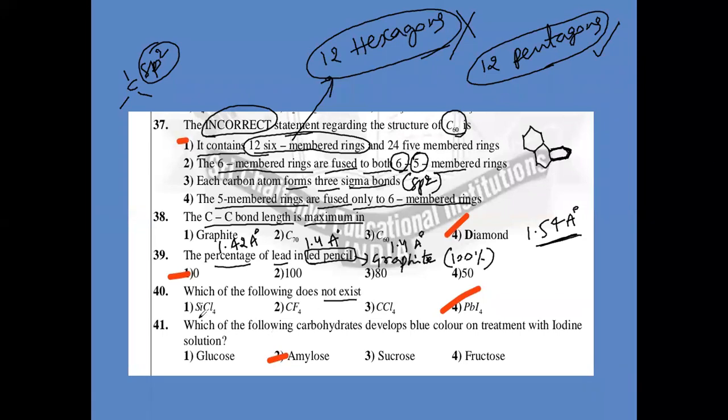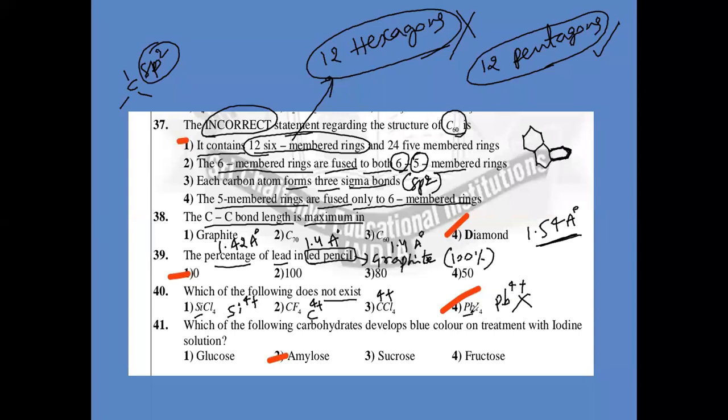Next, which of the following does not exist? Now SiCl4. What is the oxidation state of silicon? Si plus 4. So Si plus 4 stable or unstable? Stable. And in CF4, carbon with the plus 4 is there. The top elements of group 14 will be exhibiting what? Plus 4 stable. And here CCl4 also has plus 4. And in lead iodide, Pb plus 4 is there. So Pb plus 4 is not stable, because of inert pair effect. Because of inert pair effect, Pb plus 4 does not exist.